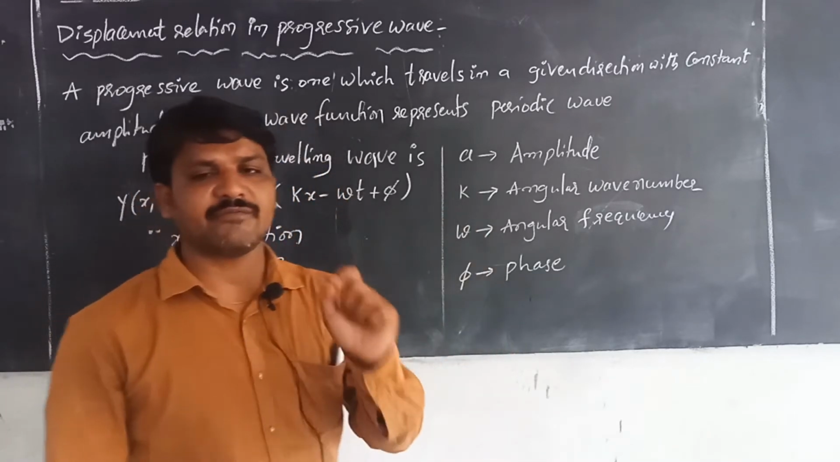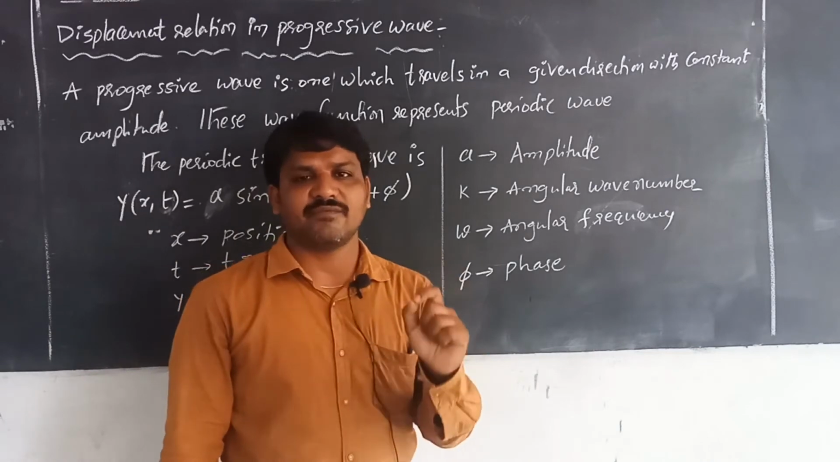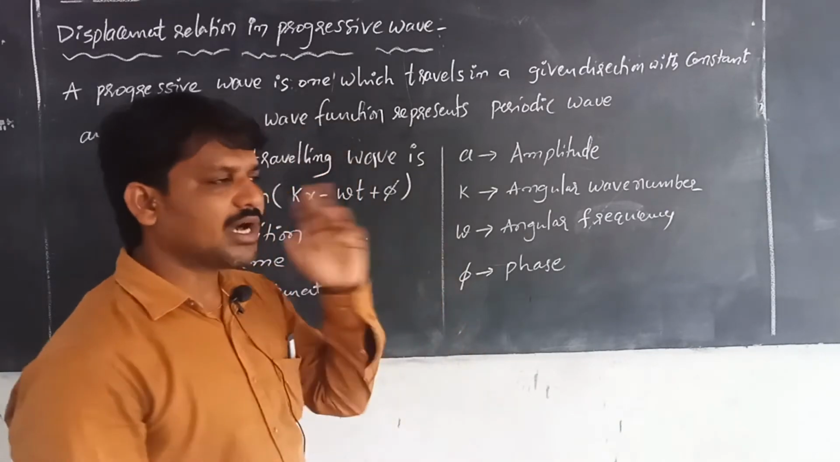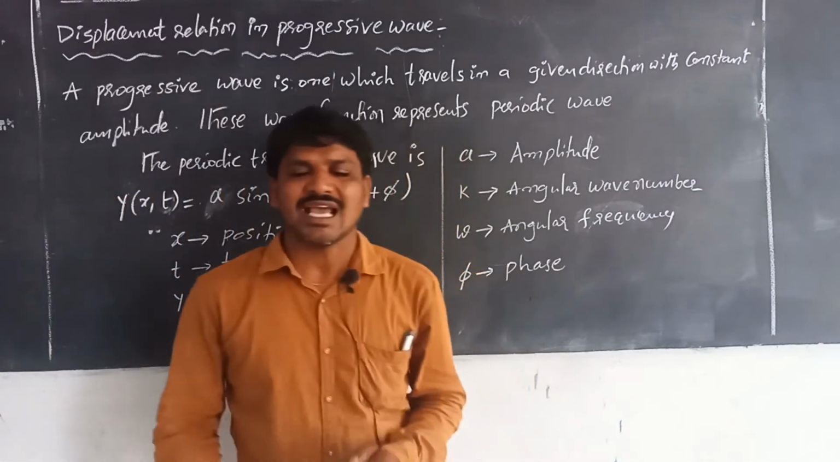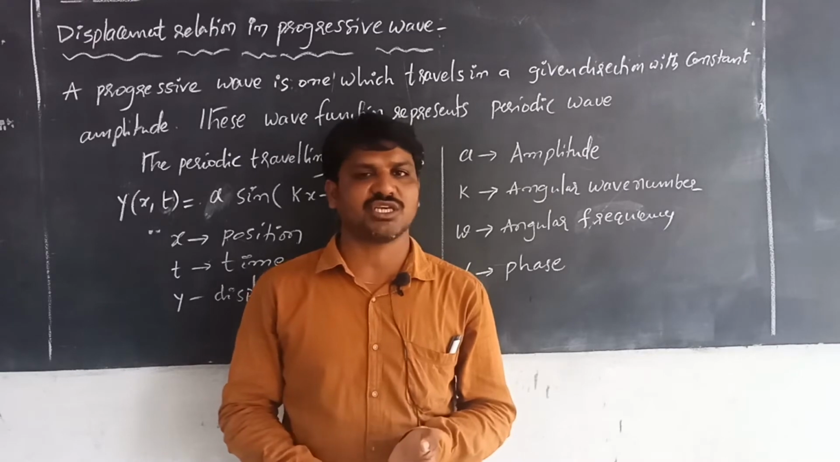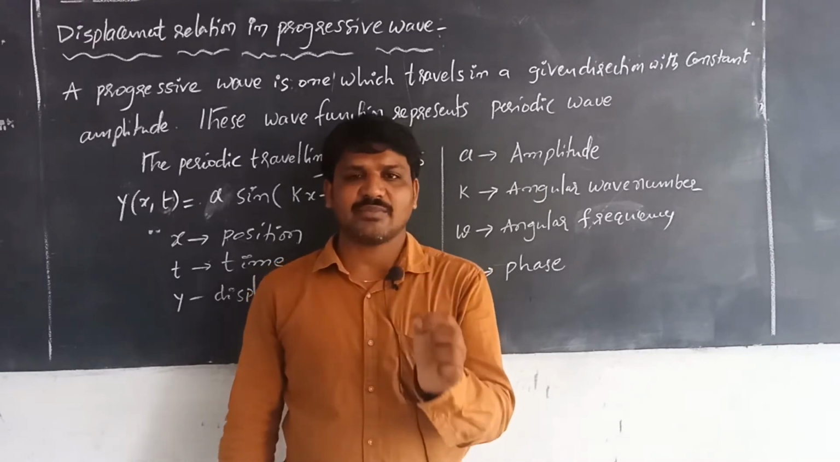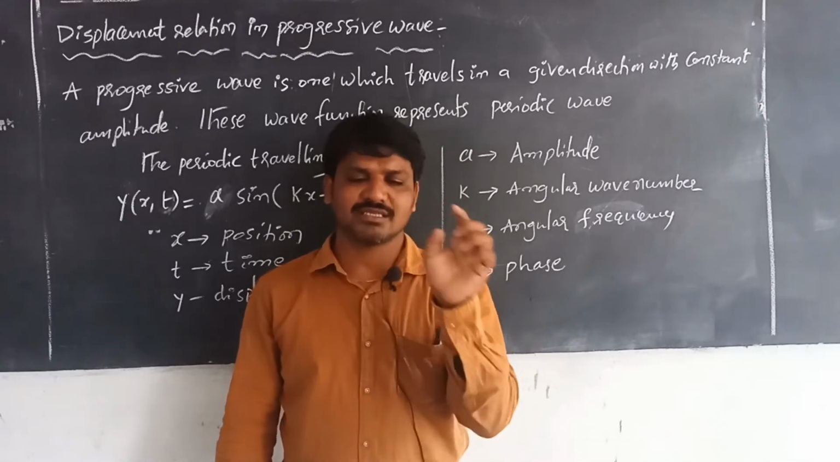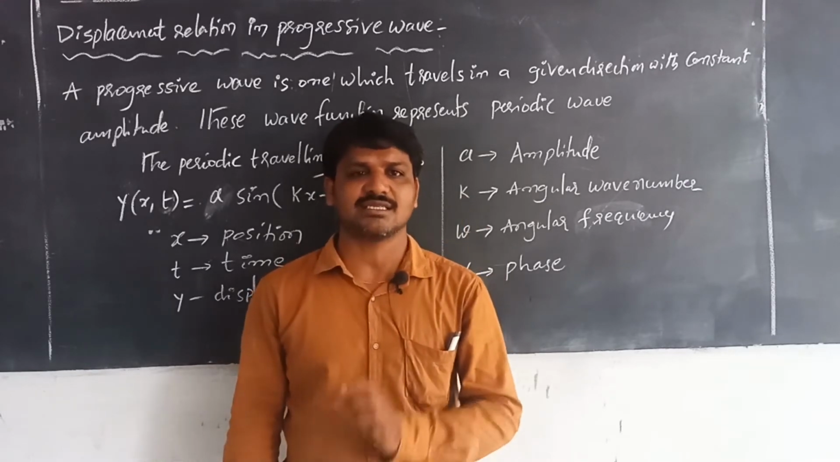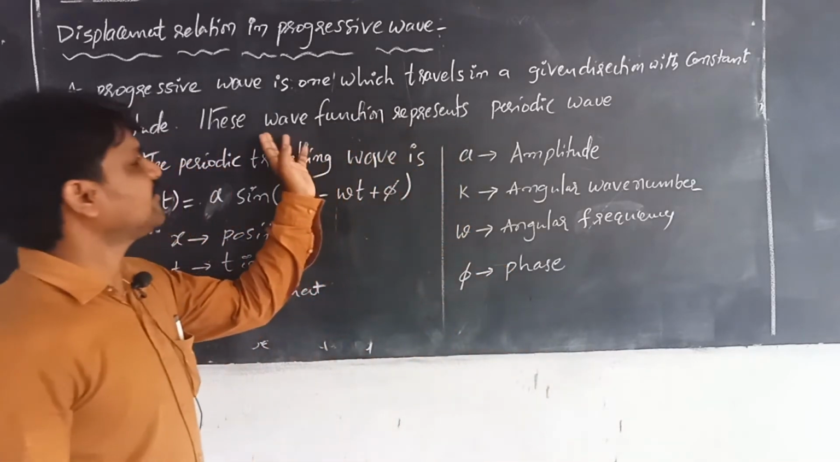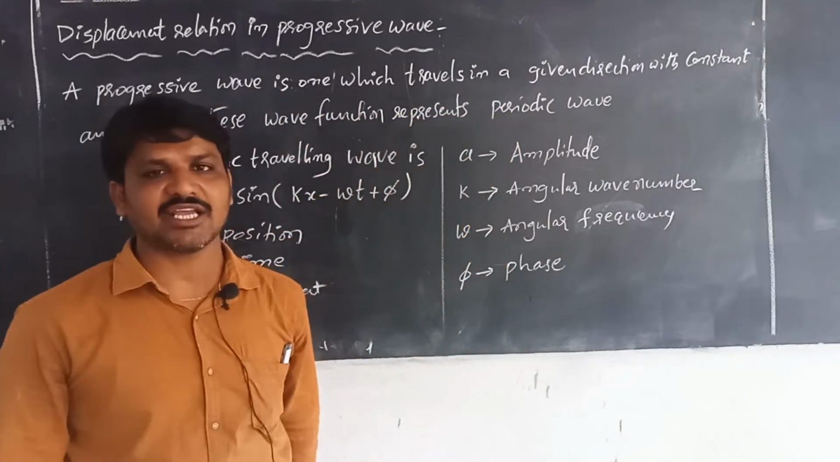In this case, every progressive wave is a periodic wave. What is meant by a periodic wave? At any instant of time or position, the particles vibrate with constant amplitude and repeat themselves over the same constant distance. That is called periodic. So the progressive wave function represents the periodic wave.